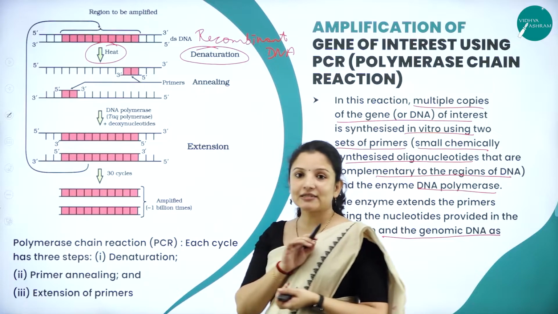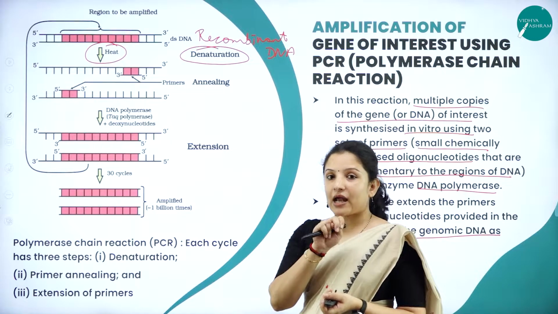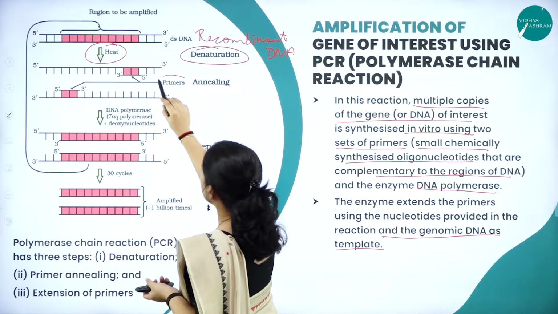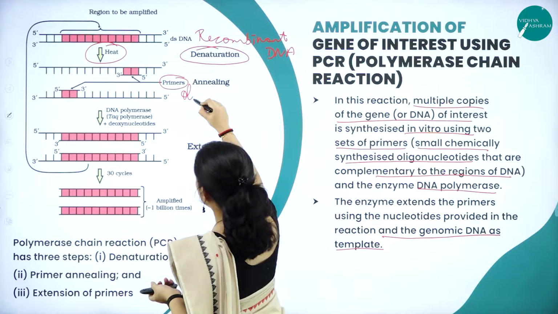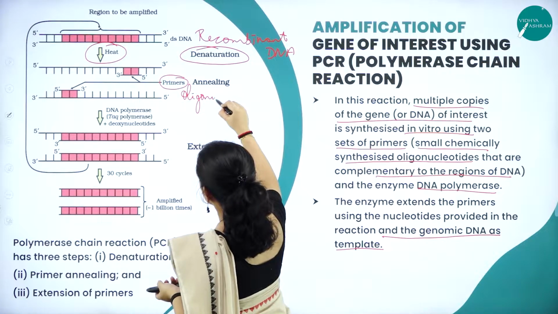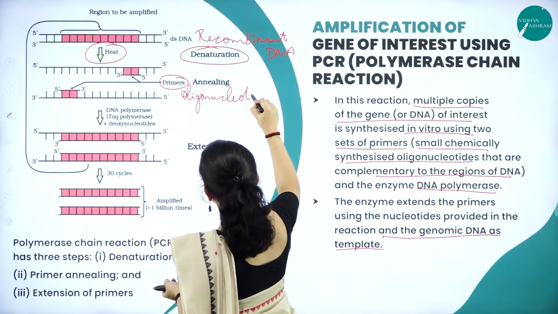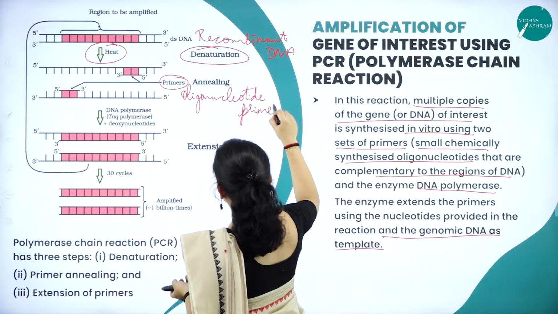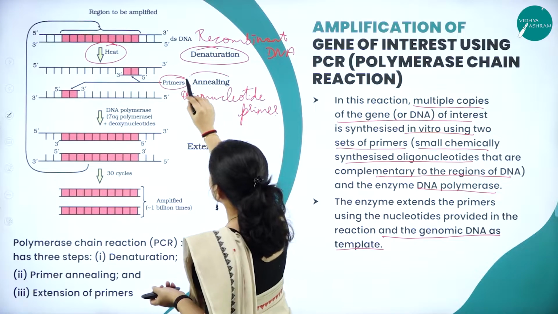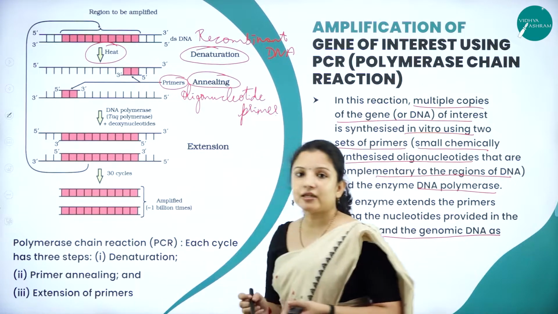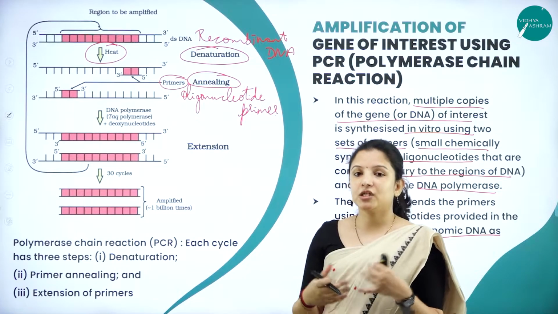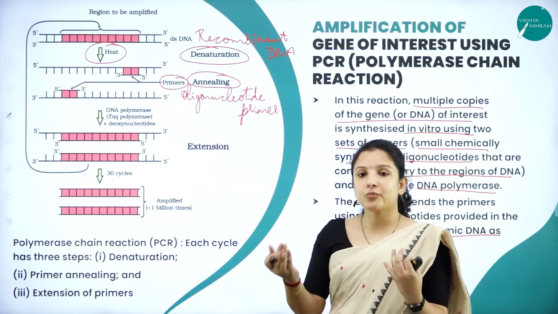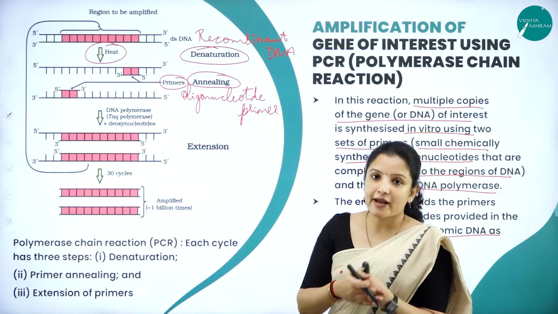Now to that DNA strand, what are we adding? We are adding primers. That is, an oligonucleotide primer is added. Now that particular process is called annealing. Annealing means to join something. You're joining something. You're pasting something to the strand of DNA.